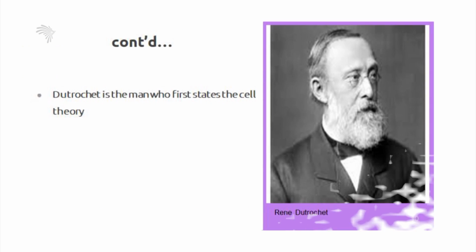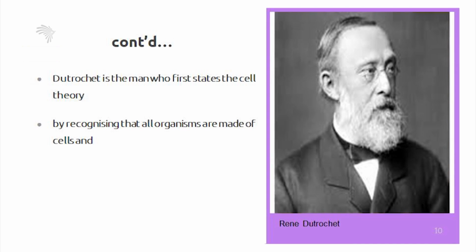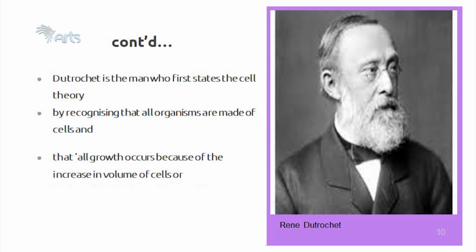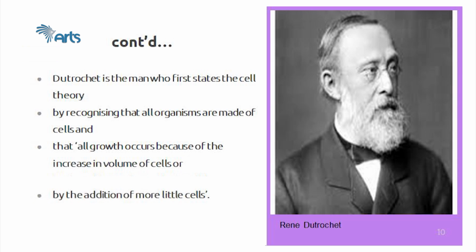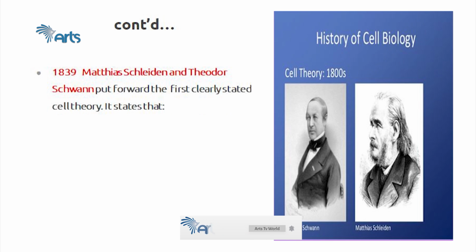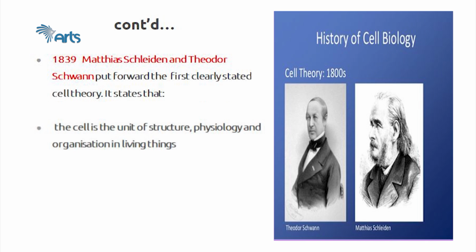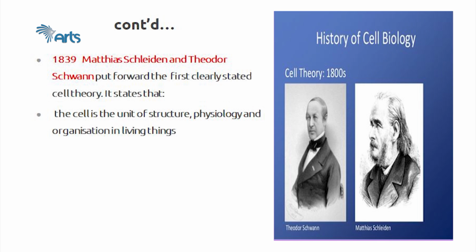Dutrochet is the man who first stated the cell theory by recognizing that all organisms are made up of cells, and that all growth occurs because of the increase in the volume of the cell or the addition of more little cells. And again, following René Dutrochet, in 1839, Matthias Schleiden and Theodor Schwann, coming from Germany, put forward the first clearly stated cell theory. It states that the cell is the unit of structure, physiology, and organization in living things.